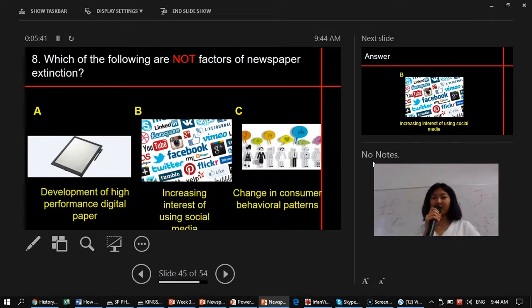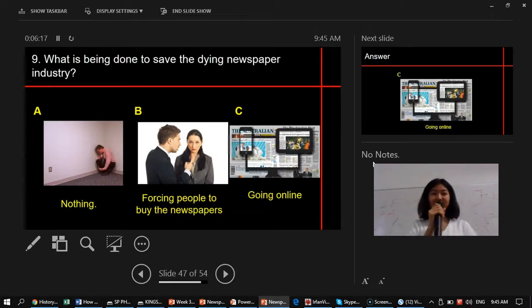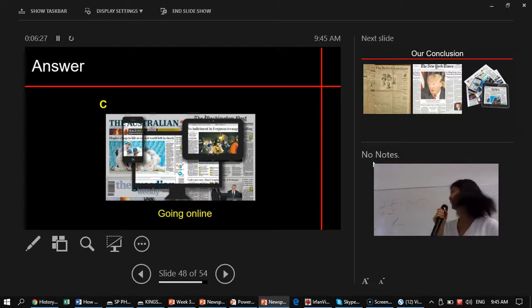Then which of the following are not factors of newspaper extinction? 1, 2, 3. Say the answer, explain the question, like A, B, and C. It's B, increasing interest of using social media, because of the interest, not just the using. And the last, what is being done to save the dying newspaper industry? 1, 2, 3. Which one? C. Yes, C.